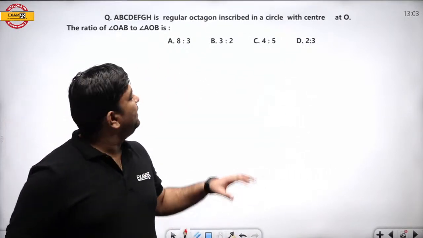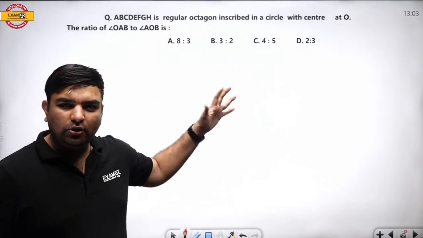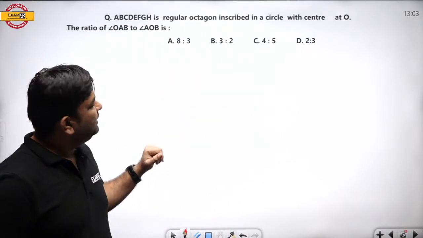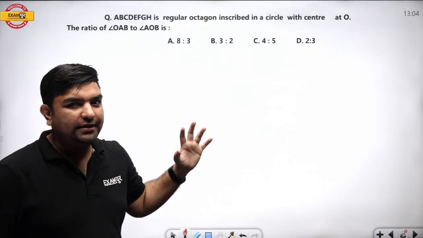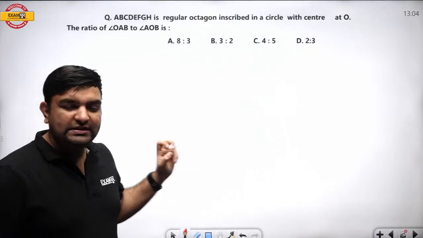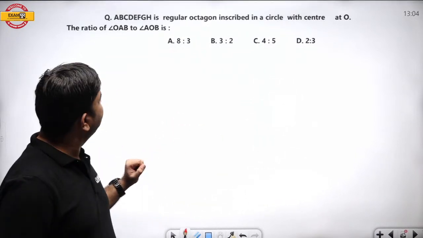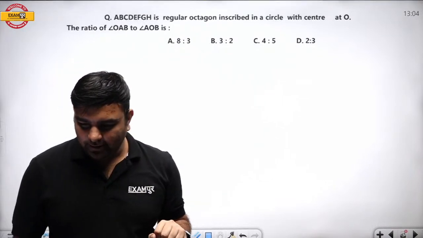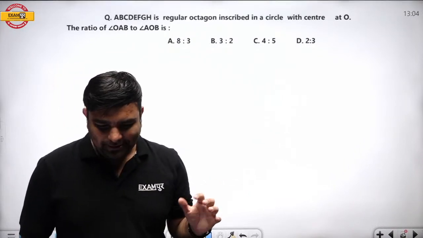ABCDEFGH is a regular octagon. Octagon having 8 sides. Inscribed in a circle with center O. What is the ratio of angle OAB to AOB? Interesting one.